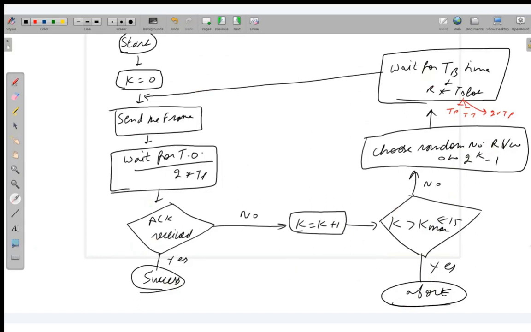Okay, yeah. So this is all about the basic terminology in pure Aloha. Now we are going to start the vulnerable time.